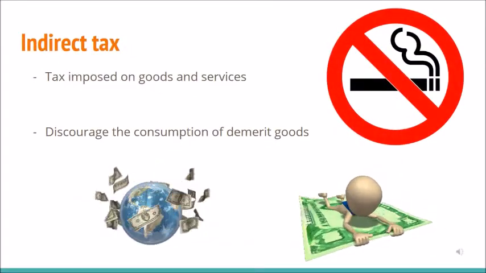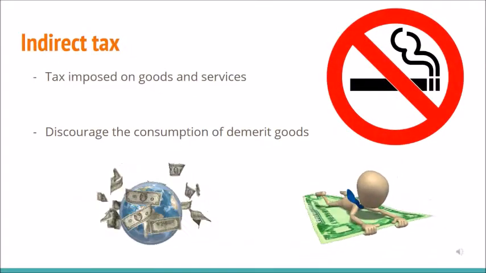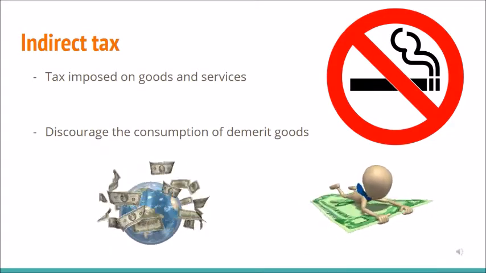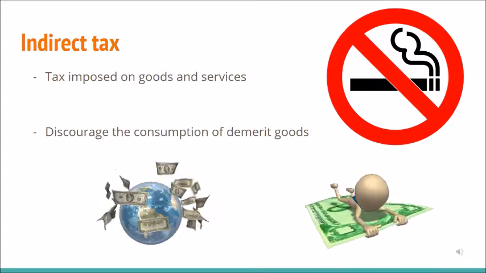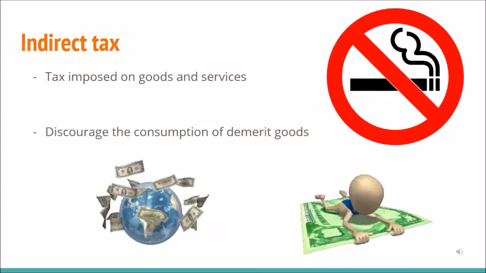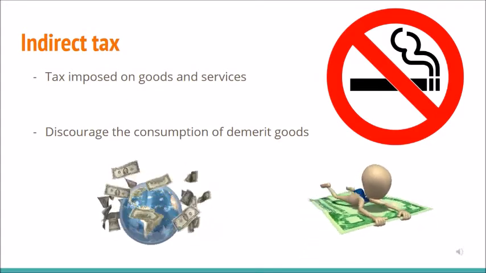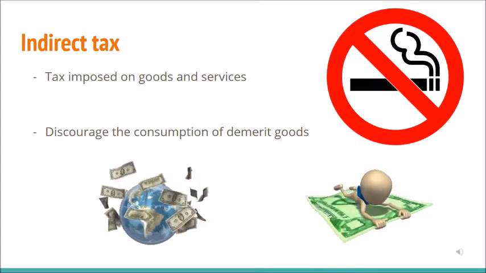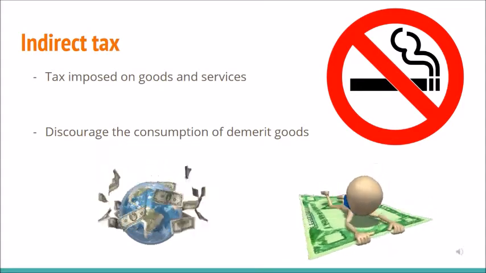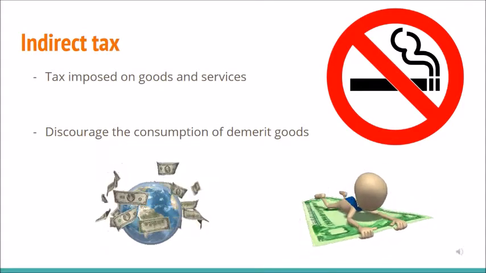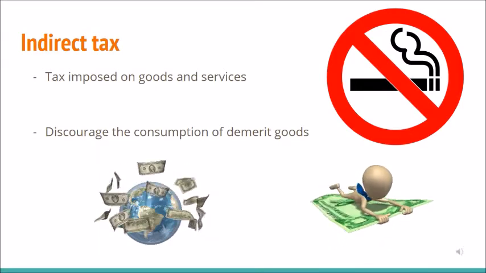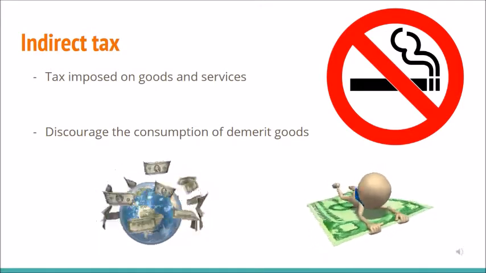So first of all, we're going to discuss indirect taxes. Indirect taxes are those taxes which are levied on spending, which is goods and services. Indirect taxes are collected by the seller on behalf of the government. Its main objective is to discourage the consumption of demerit goods. A good example would be imposing indirect taxes on cigarettes. As you may know, cigarettes are demerit goods.